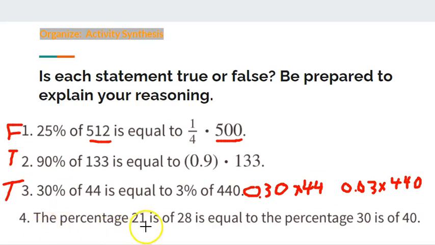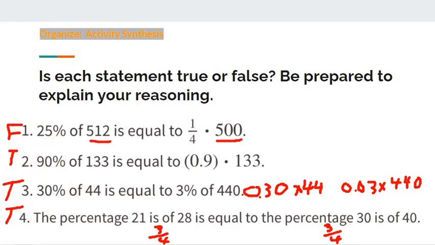What about the percentage 21 is of 28 equal to the percentage 30 is out of 40? Well, now this one you have to think about what fractions those make. So this would be 21/28, right? If you divide that out, you can divide both of those by 7 and get 3/4. And 30 out of 40 is 30/40, which reduces down to 3/4. So really only that first one was false.